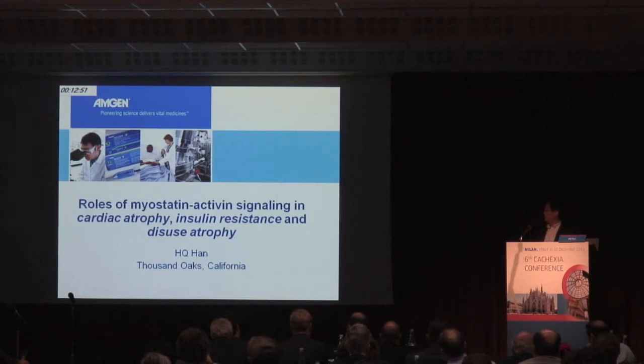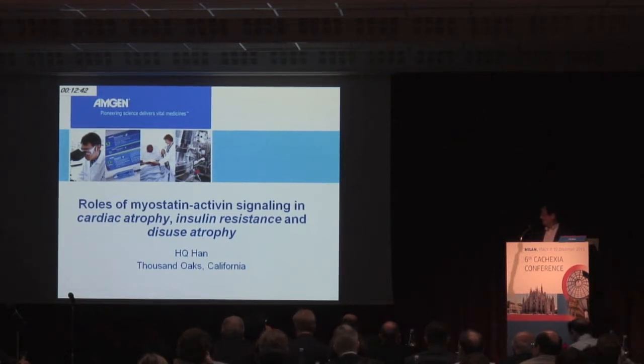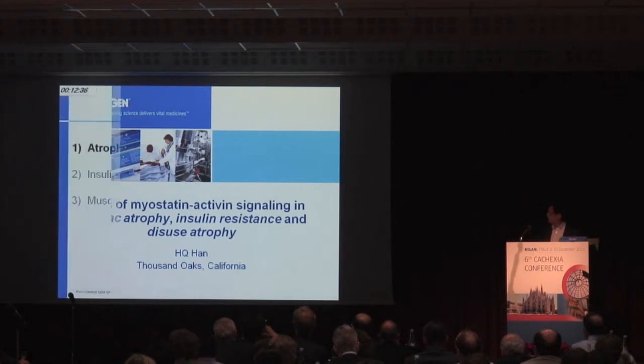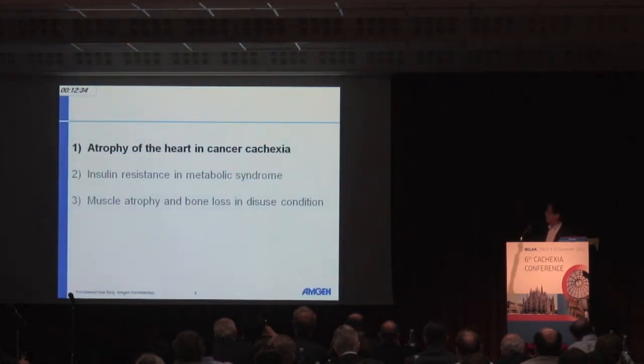As the title shows, I would like to talk about the roles of the myostatin activin signaling pathway in three aspects: cardiac atrophy, insulin resistance, and disuse atrophy. So let me begin by talking about the atrophy of the heart.